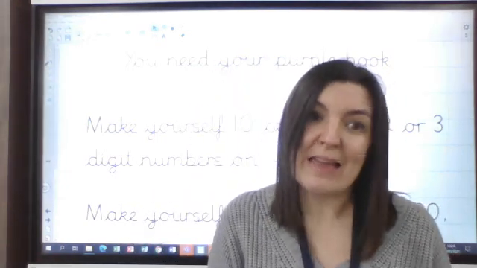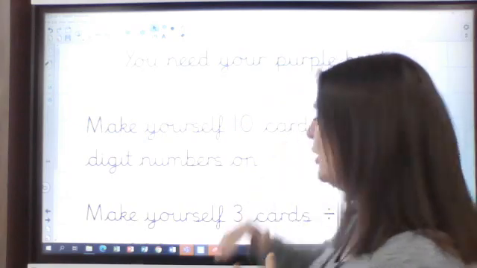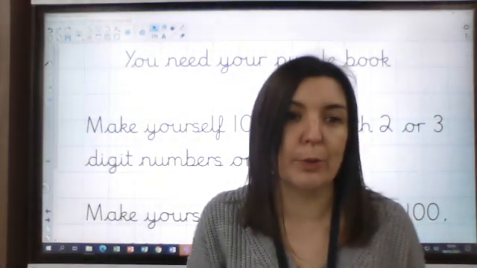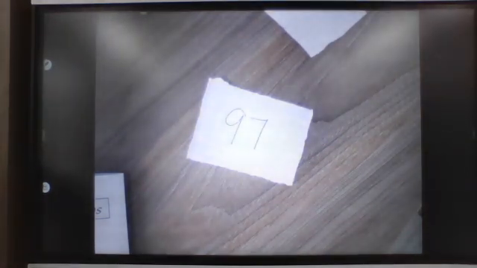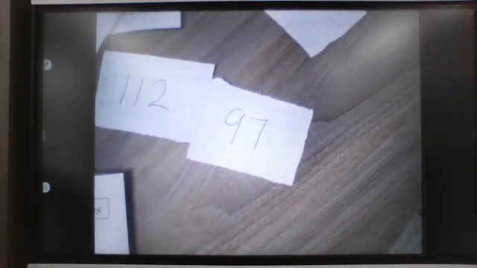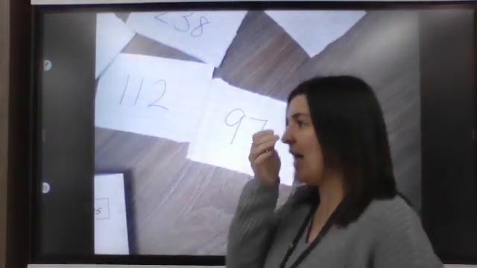So for today, we are going to get our brains warmed up. I'm going to ask you to make yourself a little game. You need your purple book because you'll need some paper out of it, and you're going to make yourself some little cards. You'll see I've made mine here. I've ripped up a piece of paper, just like you can do. I want you to make 10 cards with 2 or 3 digit numbers on. You'll see on mine that they've got a mixture of 2 and 3 digit numbers.